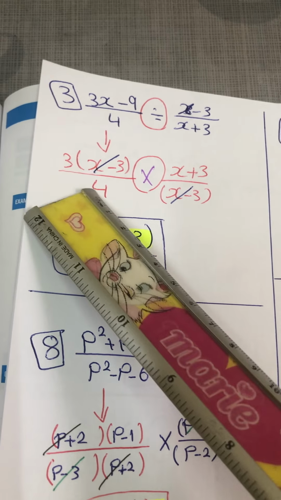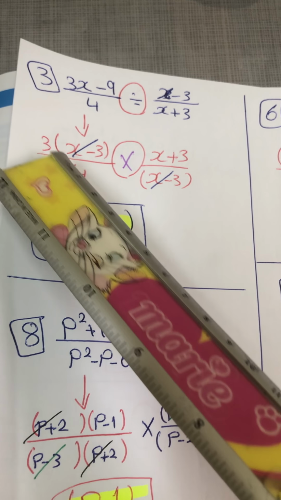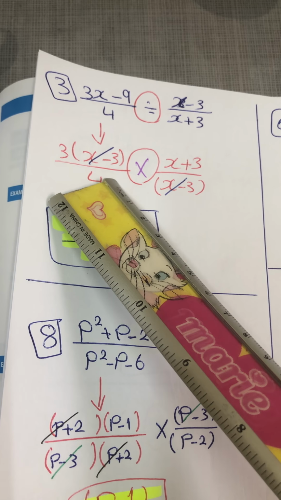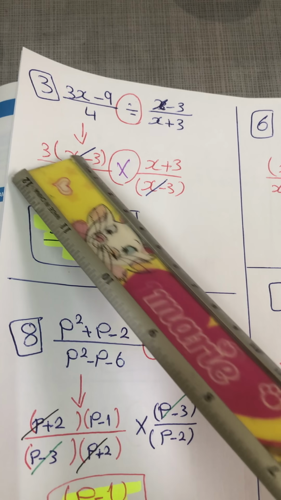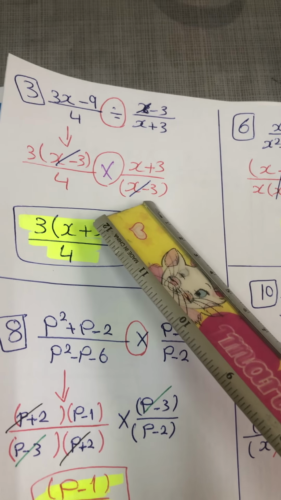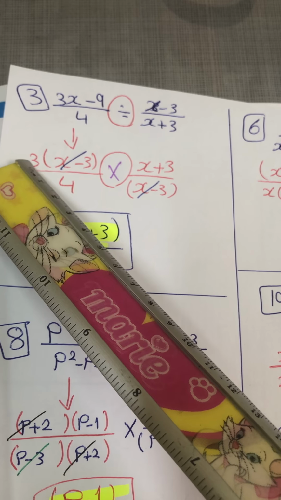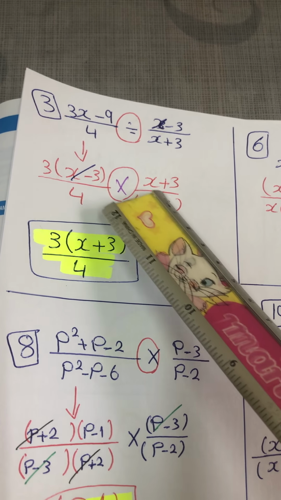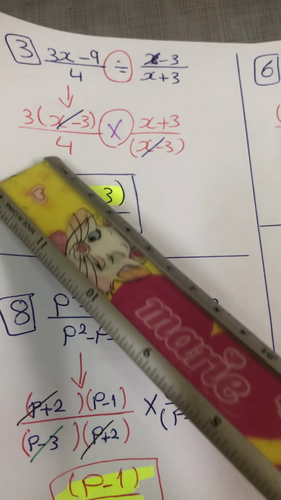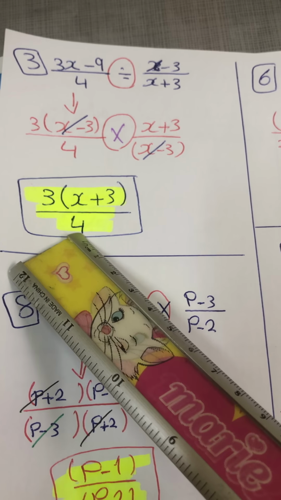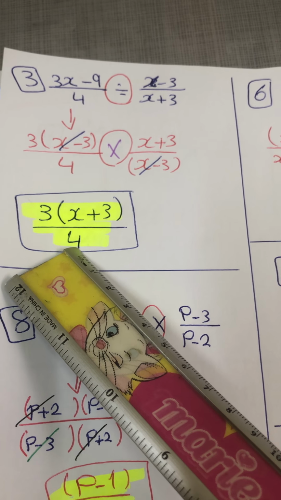So I change it into an equivalent fraction, and factorize the denominator like this. We have brackets x minus 3 and another brackets x minus 3. We can cancel them with each other. So what's left up? 3 multiply (x plus 3). Put x plus 3 between brackets like this. And down 4 multiply 1. So this is the final answer.